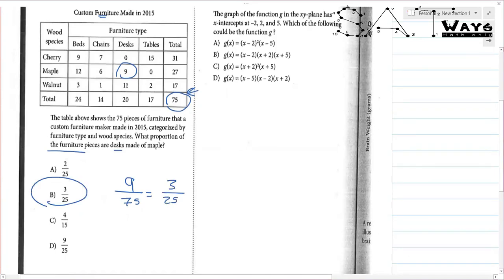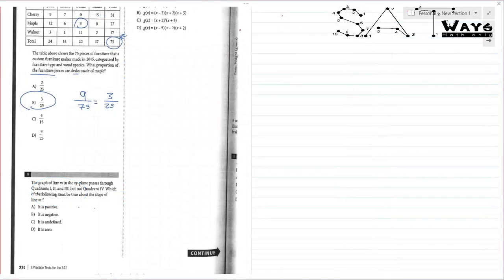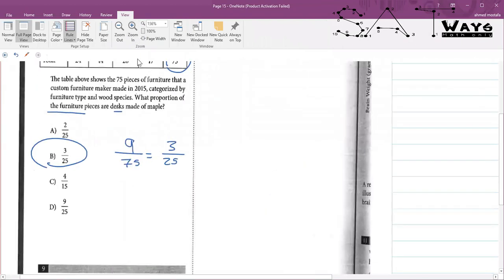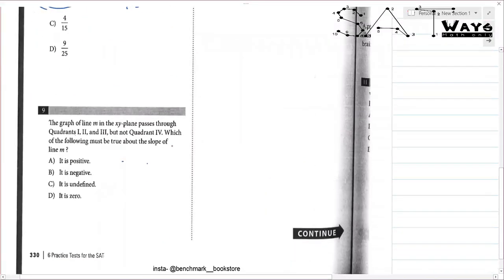And now let's move to question number 9. All right, question number 9. Here it is saying the graph of line M in the XY plane passes through quadrants 1, 2, and 3, but not quadrant 4. Which of the following must be true about the slope of the line?